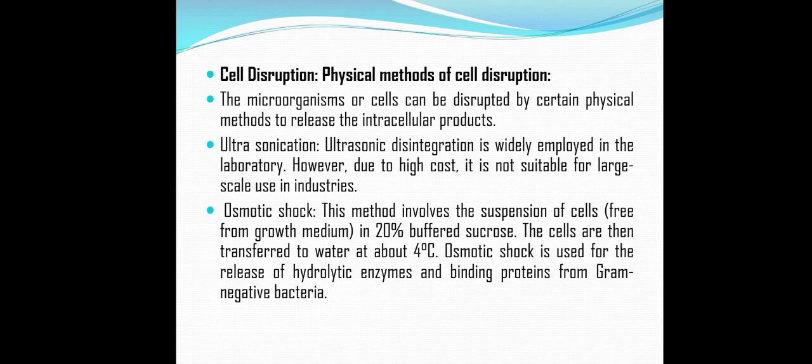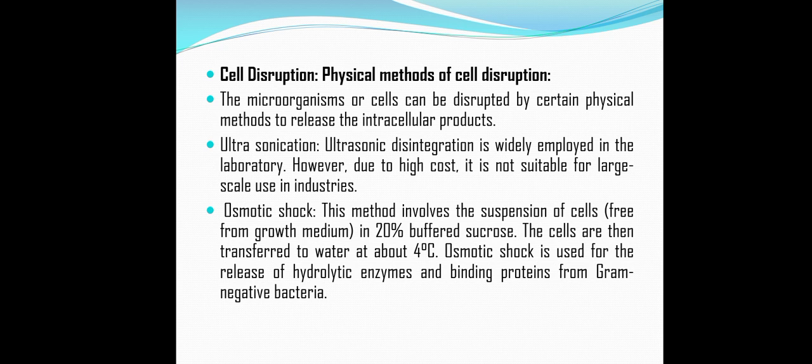Within the osmotic shock, the cells are placed in a high solute concentration. This method involves the suspension of the cells, free from the growth medium, only the microbial cells, in 20% buffered sucrose. Here we can understand that in the cell harvesting process that we discussed in the earlier video, the first step was the separation of microbial biomass, and after that we apply this cell disruption process for releasing the intracellular product.